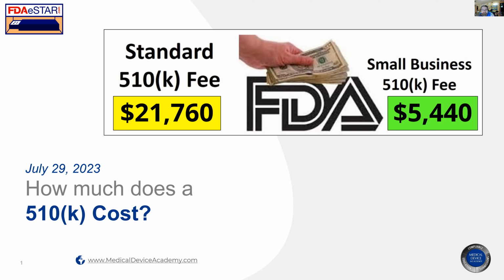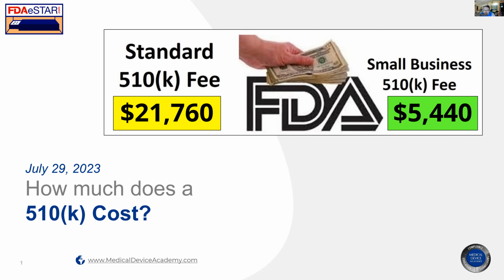So number one at the top of the list, your standard fee, $21,760. That's what the FDA charges for companies that don't have small business status. You have to apply for the small business status. The small business fee, if you apply for it and you have to reapply each year, it's $5,440. So that's over a $16,000 savings if you get small business status. That basically pays for anybody to prepare your 510K submission unless you're overpaying for preparation of a 510K.